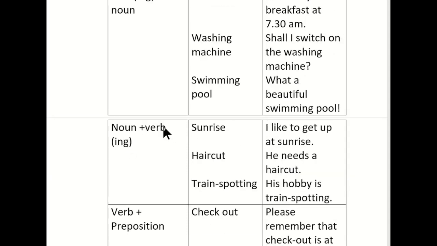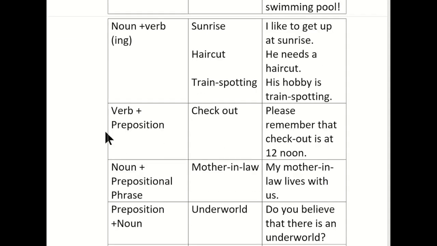Noun plus verb in ing form. Sunrise. I like to get up at sunrise. Haircut. He needs a haircut. Train spotting. His hobby is train spotting.